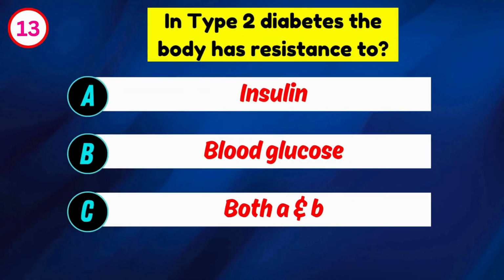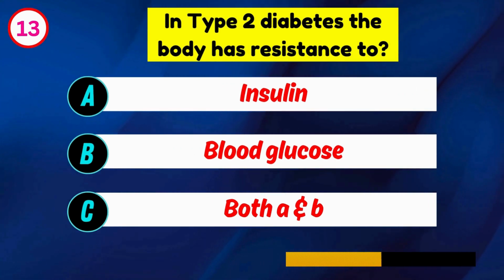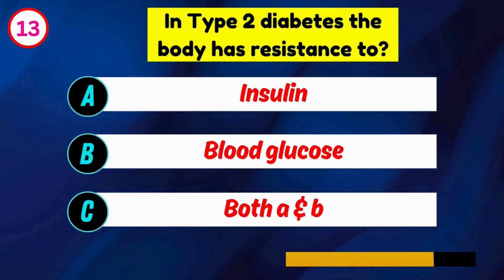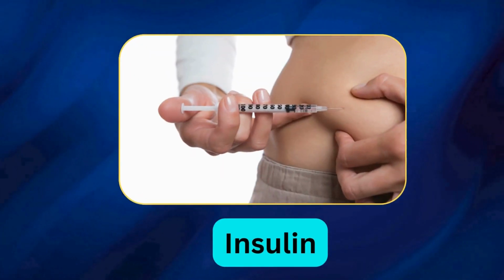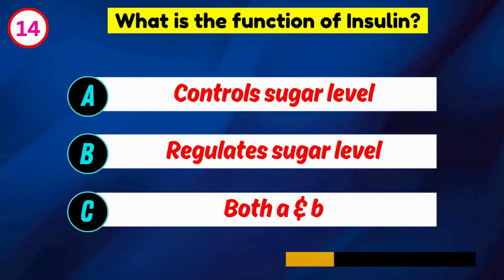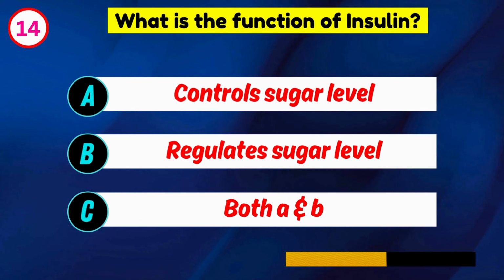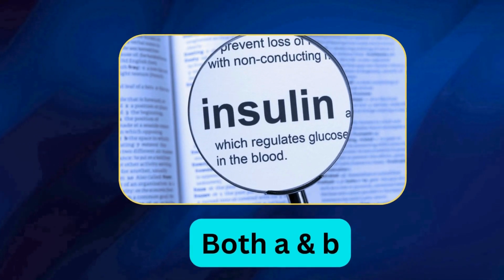In type 2 diabetes, the body has resistance to insulin, blood glucose, both A and B. Insulin. What is the function of insulin? Controls sugar level, regulates sugar level, both A and B. Both A and B.